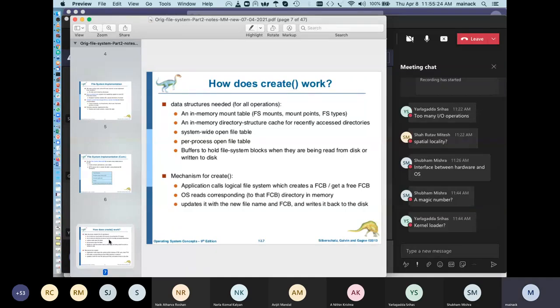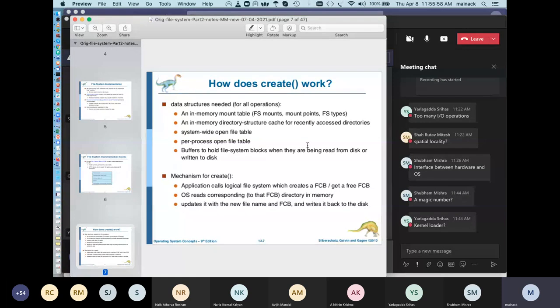Now let's talk about how the file system related system calls work. For create, and actually all calls, a file system and operating system need a few data structures. This includes an in-memory mount table, like FS mounts or mount points or FS types, which contains information about each mounted volume, because you need to know where each file system starts. Remember what mounting is.